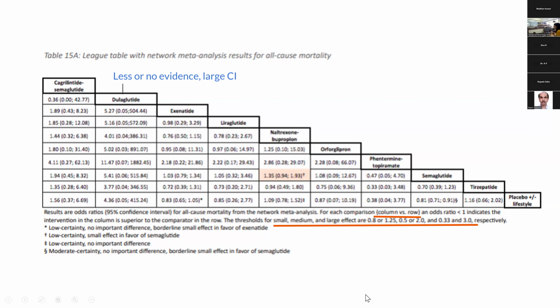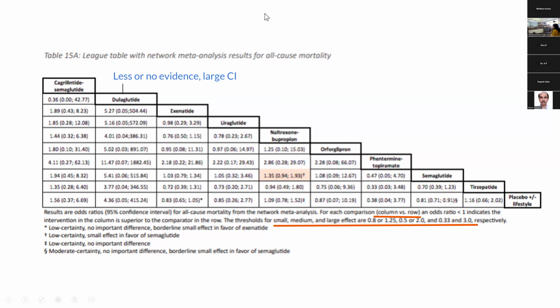So throughout this league table, for all-cause mortality, there was no big significant finding for any of the drugs versus the other drugs. But one important thing to note here is many of these are indirect estimates, because there was no information for drug versus drug. So it has to be interpreted with caution.